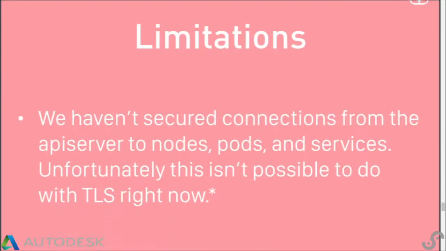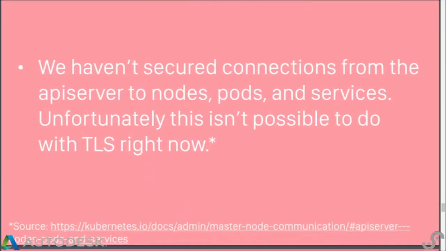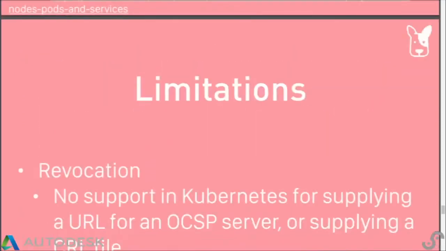There are some limitations in Kubernetes itself right now that are a bit disappointing. There are workarounds, which I'll show on the next two slides. But the biggest one is that we haven't secured the connections from the API server to the nodes, pods, and services. And unfortunately, this is not possible to do with TLS with Kubernetes currently. I assume that it will be possible at some point, but I haven't seen any indication of when that would be. And that's mentioned on that page, if you're curious where I got that.